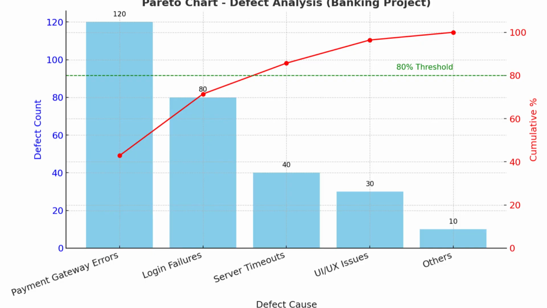Let's take an example here. In a banking software project, if 80% of the defects are caused by just two issues, for example payment gateway errors and login failures, fixing those will deliver the maximum quality improvement.